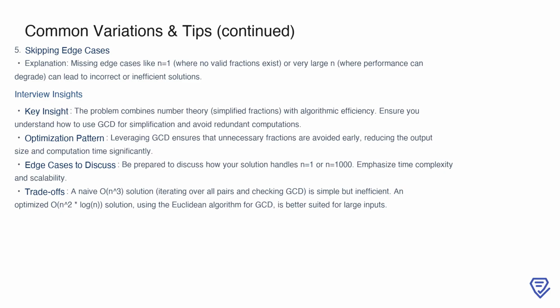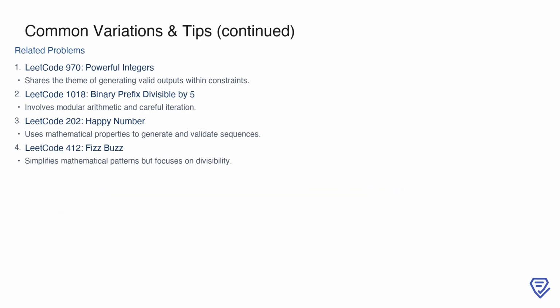Highlighting trade-offs is also important. While a straightforward n cubed solution may be easier to write initially, it's impractical for larger inputs. Instead, aim for an optimized approach with O(n² log n) complexity, which uses the Euclidean algorithm for GCD calculations. This problem connects well with several related problems.